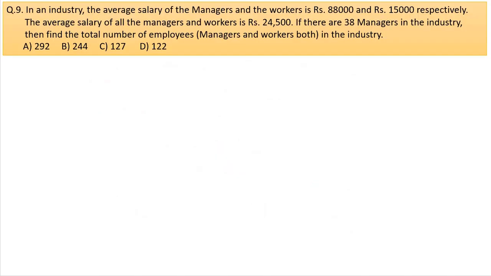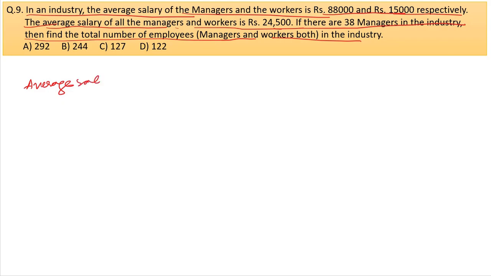The next question we have, in an industry the average salary of manager and worker is 88,000 and rupees 15,000 respectively. The average salary of all the managers and workers is 24,500. If there are 38 managers in the industry, find the total number of employees, managers and workers both. Here it is a very simple question.